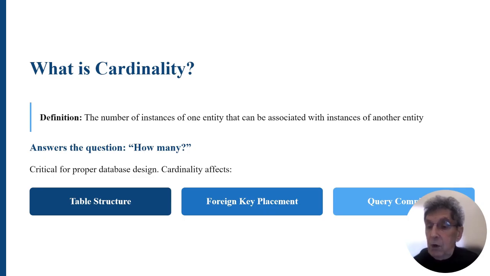If you get cardinality wrong, you'll have a database that can't accurately represent your real-world data. You might not be able to store what you need to store, or you'll have massive data redundancy. So let's get this right.